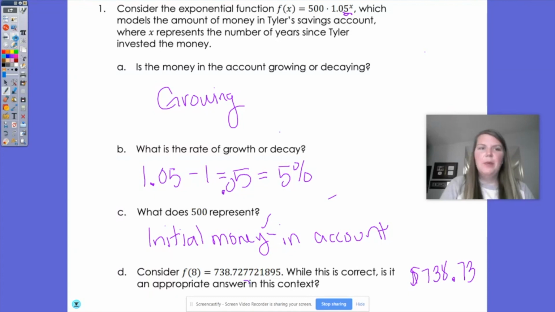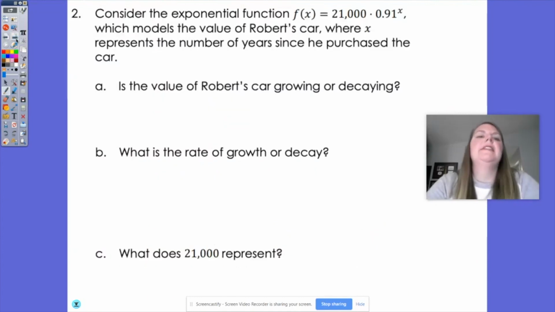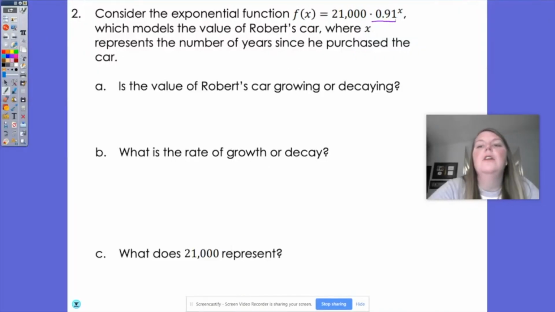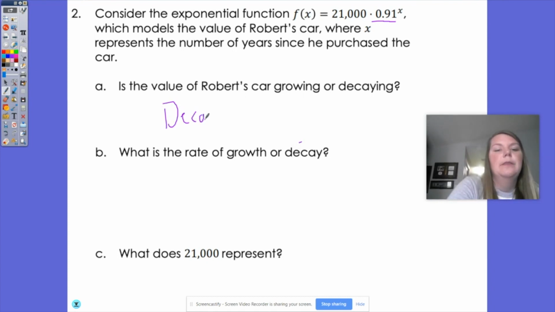All right, let's look at another problem. So this says, consider the exponential function f of x equals 21,000 times 0.91 to the x power, which models the value of Robert's car, where x represents the number of years since he purchased the car. So is the value of Robert's car increasing or decreasing, or growing or decaying? So we want to look at the b value, and we want to see, is the b value less than 1? Well, it is. 0.91 is less than 1. So we're going to say that it's decaying.